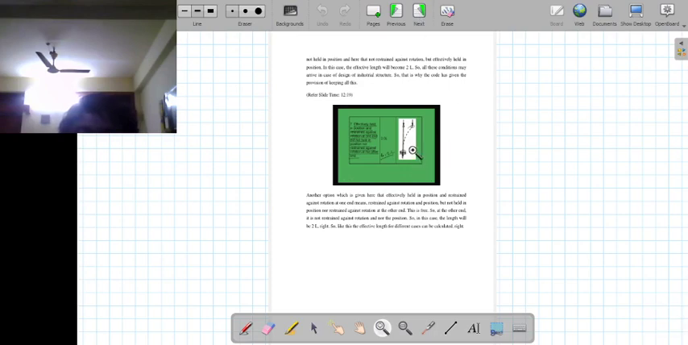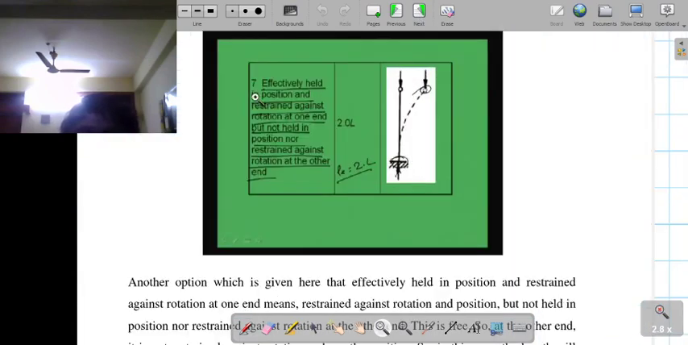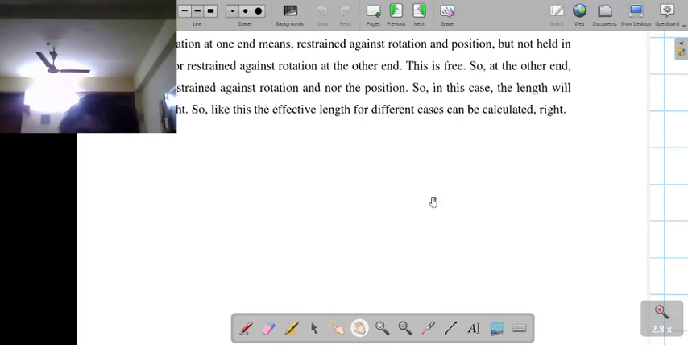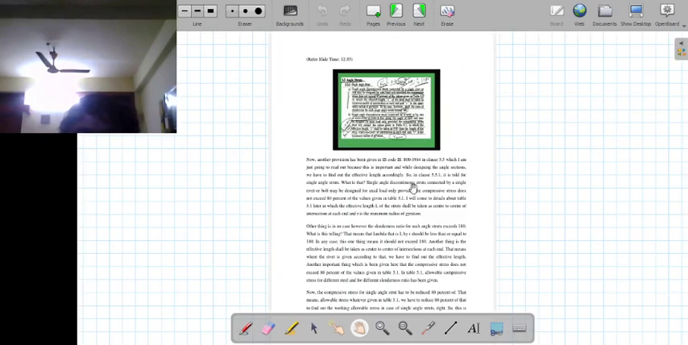If you go to the next slide, this is another type, the seventh type. Effectively held in position and restrained against rotation at one end but not held in position nor restrained against rotation at the other end. So in this case also it is 2L. Okay, so this is the seventh type. These are the 7 types of support conditions that we can give, and depending on that we need to take the effective length.